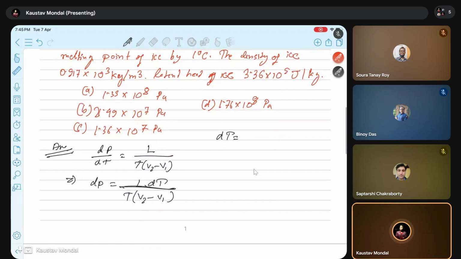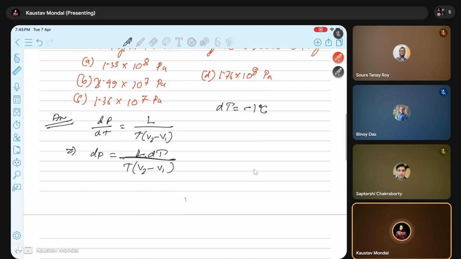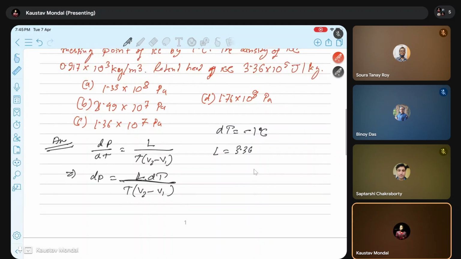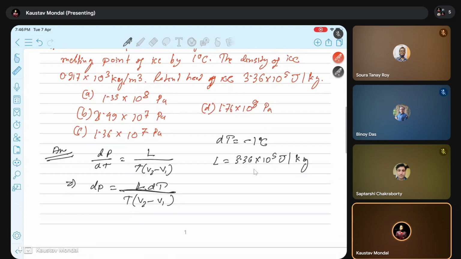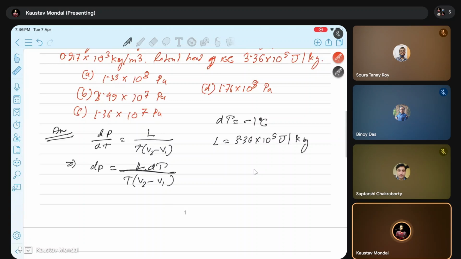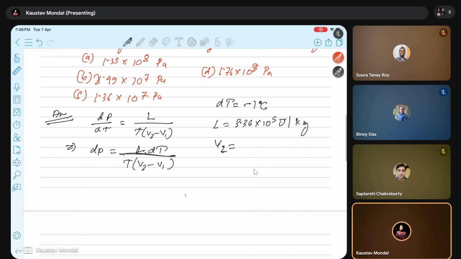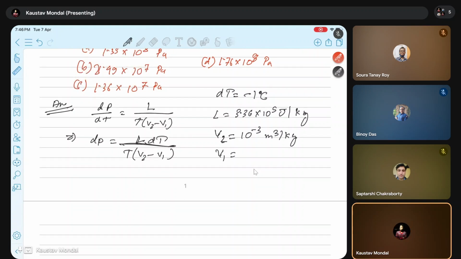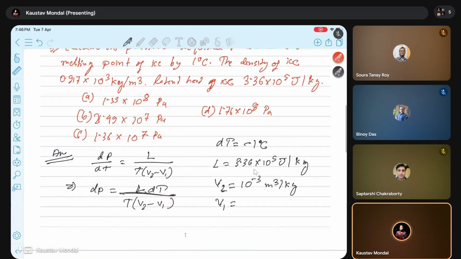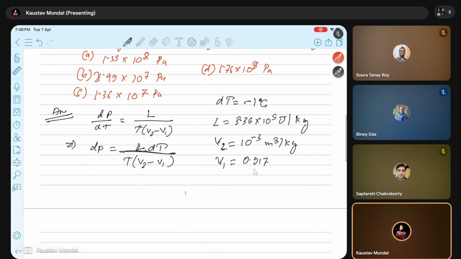Lowering, so it's minus 1 degree centigrade, dT. L is latent heat, which is given as 3.36 into 10 to the power 5 joule per kg. The density of water gives V2, the second phase, that is the water, 10 to the power minus 3 meter cube per kg, and for ice this is 0.917.